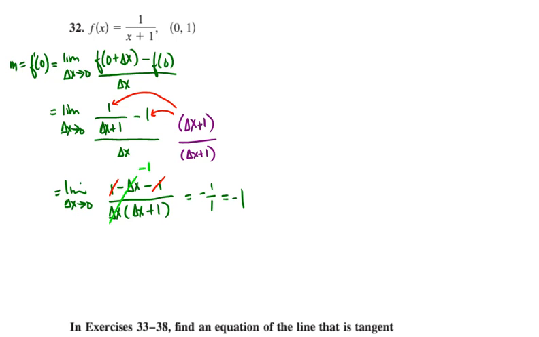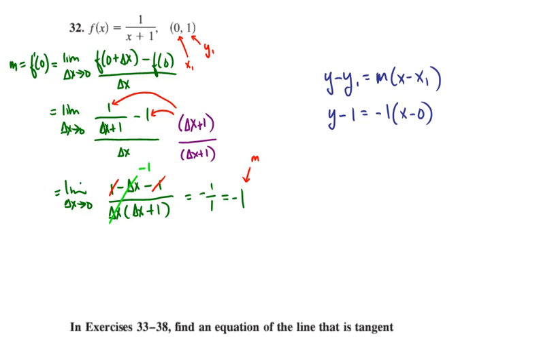At this point, we're going to use the point-slope form of a linear equation. y minus y1 equals m times x minus x1. And we know that our y1 is 1 and our x1 is 0 and our slope is negative 1. So we're ready to put that all together. We have y minus 1 equals negative 1 times x minus 0. x minus 0 is just x, so the right side is just negative x. And when we add the 1 across, we get y equals negative x plus 1.